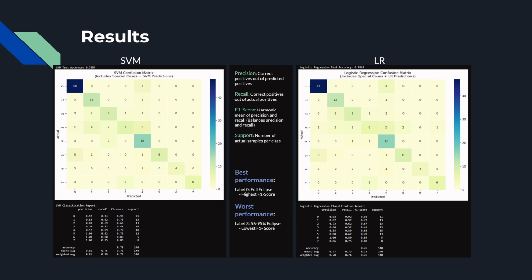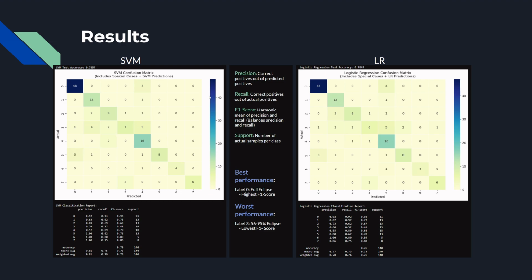We can take a look at the SVM confusion matrix on the left. This value comes from the values in the columns. 48 were predicted correctly as a full eclipse. 1 was misclassified. A 3 was misclassified as a 0. 3 that are labeled 5 were misclassified as a 0.